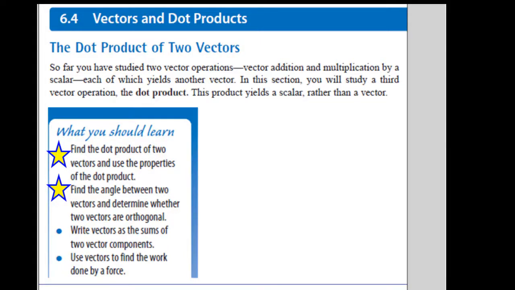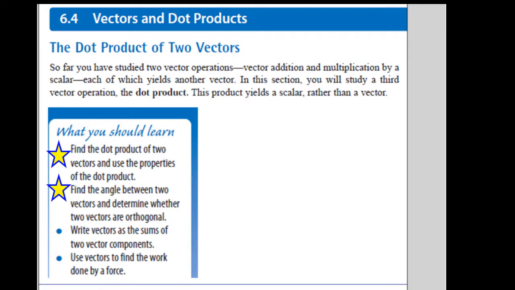All right, welcome to section 6.4, vectors and dot products. This video will cover examples 1 through 4 in your notes. You'll learn how to find the dot product of two vectors and use the properties. And you'll find the angle between two vectors and determine whether the vectors are orthogonal.